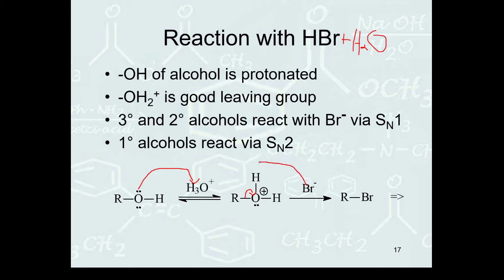Therefore, Br minus could come in and attack this as a carbocation. If I'm a tertiary or secondary alcohol, when I do this reaction, it's going to go SN1, two steps, create the carbocation. If I'm a primary, it's going to do a backside attack, and all your rules for backside attacks apply. So if this is SN2, so let's say this is a primary, your product would look like this.